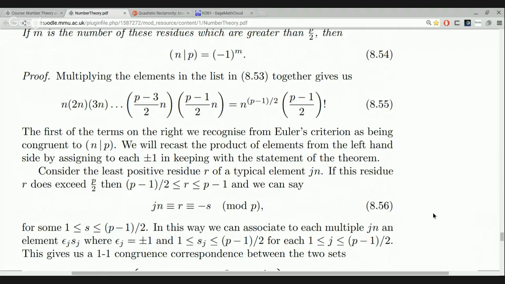There's a slight correction to make. Almost tempted to make it here on the page. This minus 1 over here, you should change that to a plus 1 in your notes. This is (p plus 1)/2. Because what we're referring to here is the second half of all the residues here.